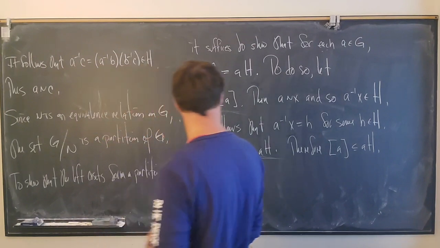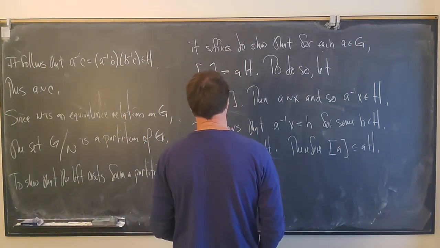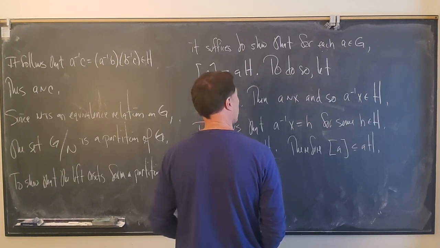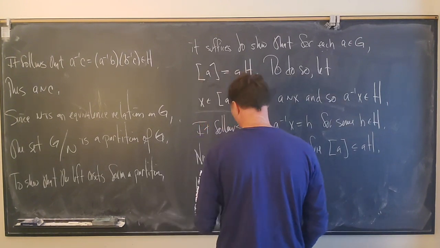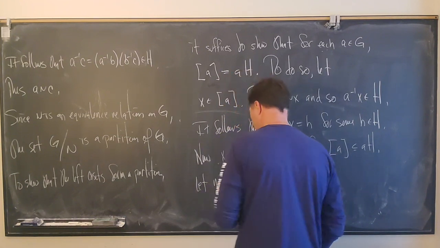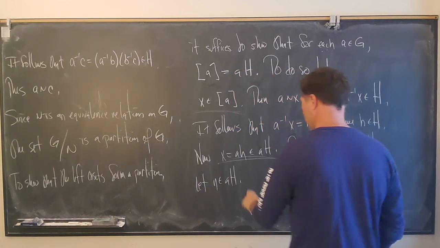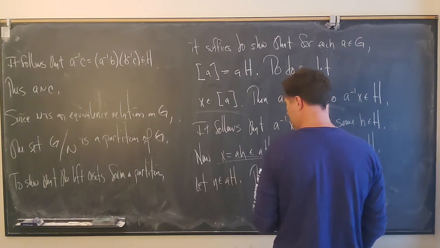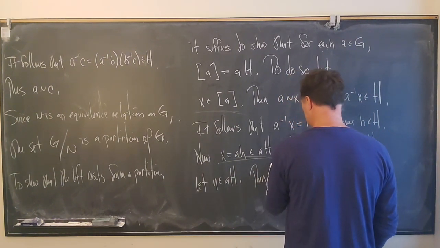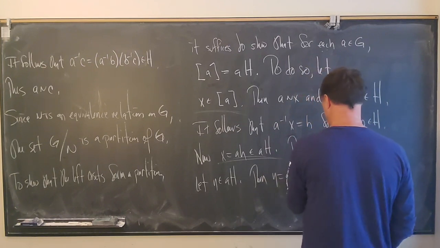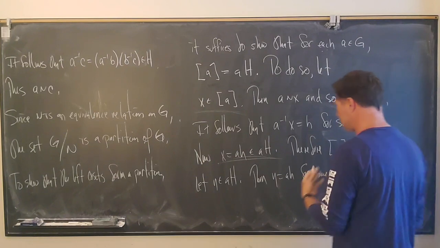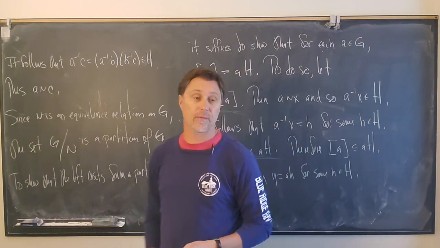For the reverse direction, now let little y be in A times H. Then, let's see, what does that mean? That means that y is equal to A times little h for some little h in capital H. I'm really not doing anything high-powered here. I'm just using the definition of coset.